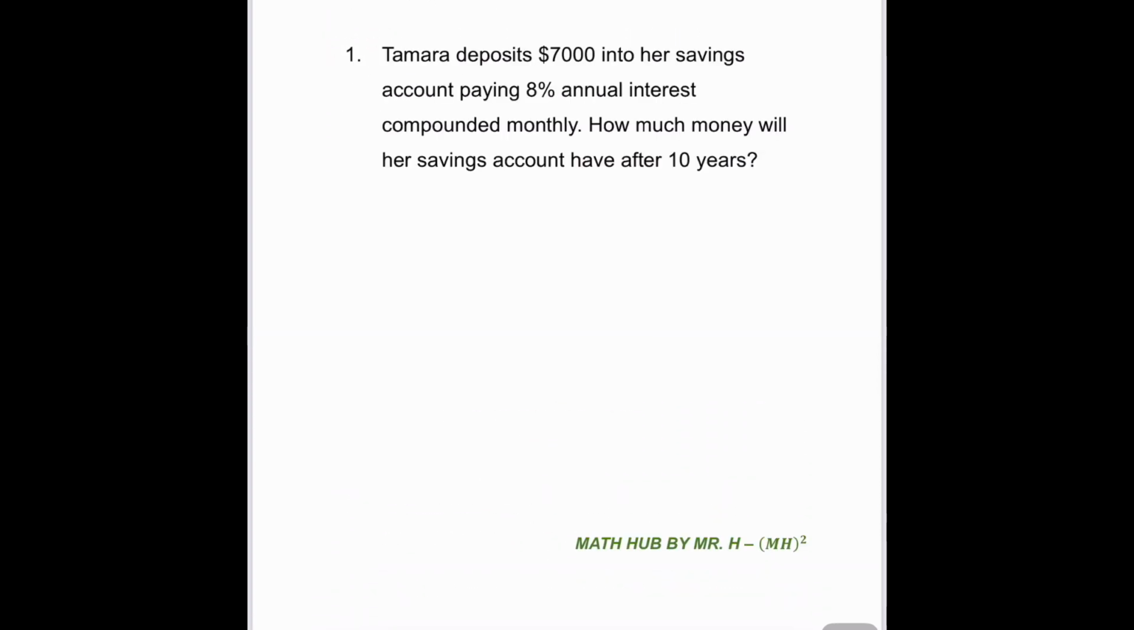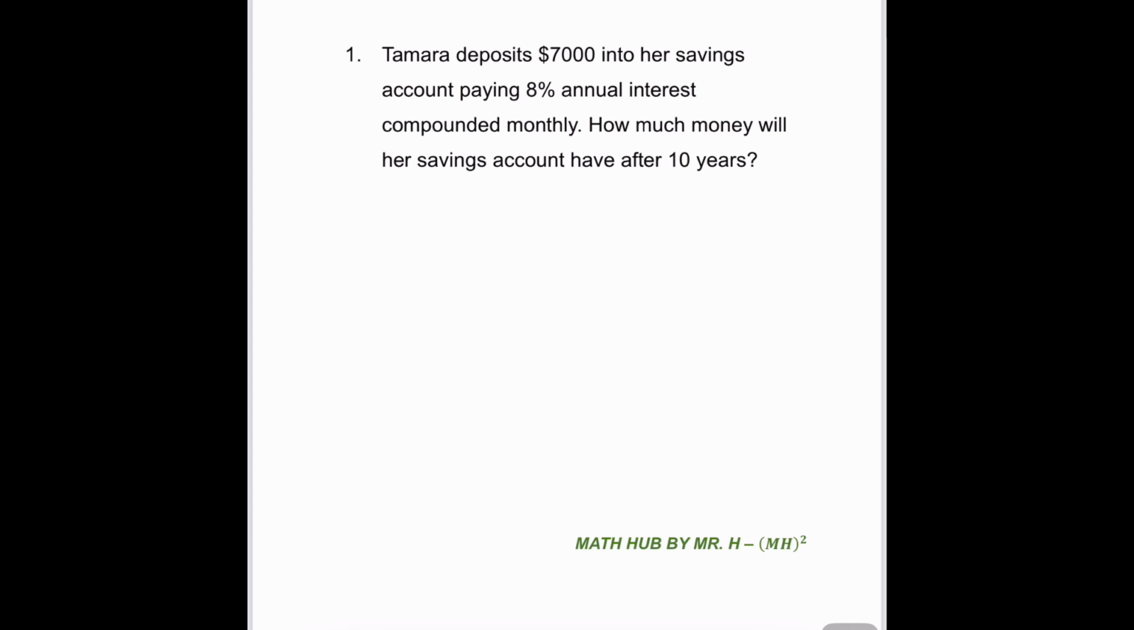Tamara deposits $7,000 into her savings account, paying 8% annual interest compounded monthly. How much money will her savings account have after 10 years? All right, so first of all, we need to take a look at the given problem. And if it's possible for you, you need to be able to distinguish what information was actually given that you will be using to calculate and solve the given problem.